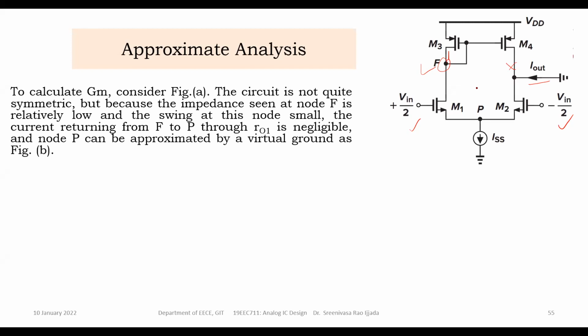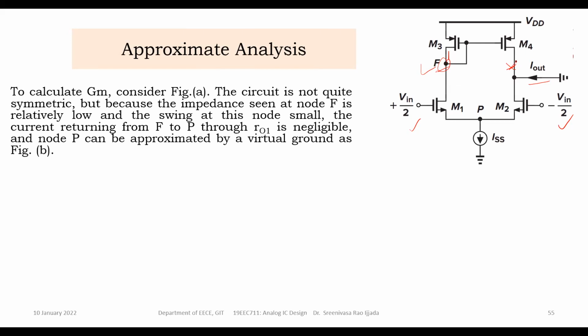Now I'm saying let us assume the circuit is symmetric, though not quite symmetric. Because the impedance seen at node F is relatively low, small, compared to this one, the swing at this node is small. When the impedance is small, of course, the swing of the signal is also low.